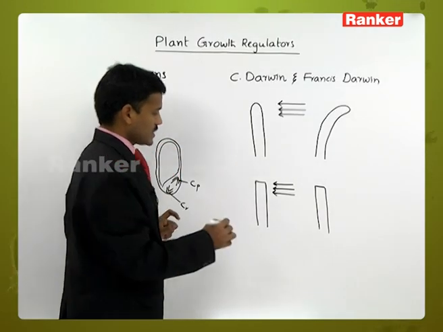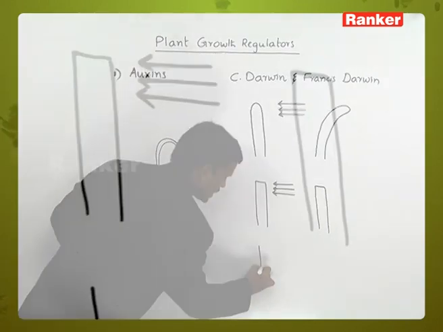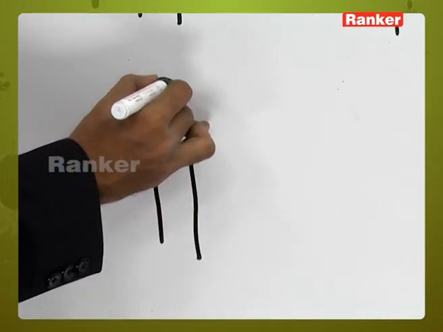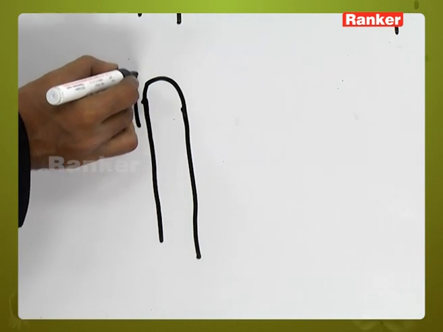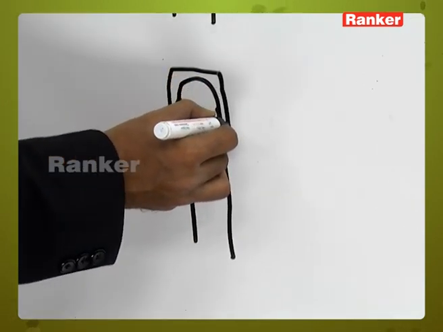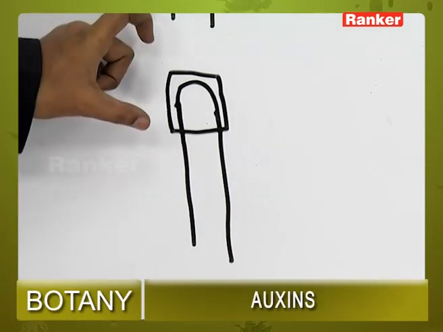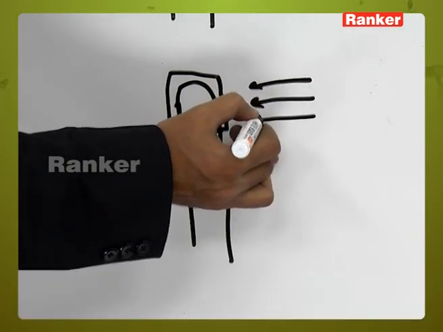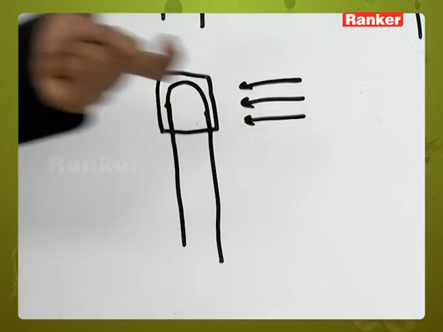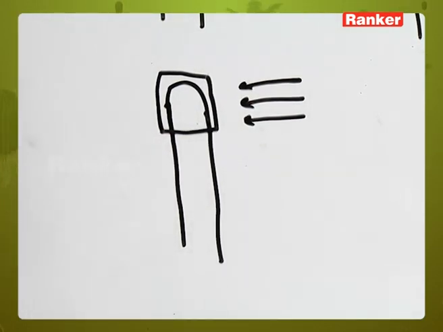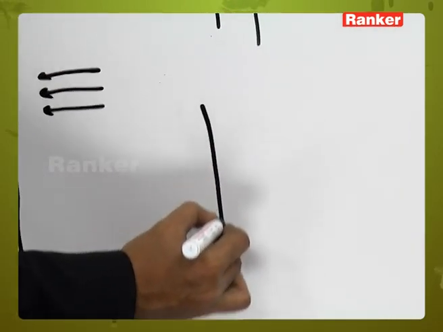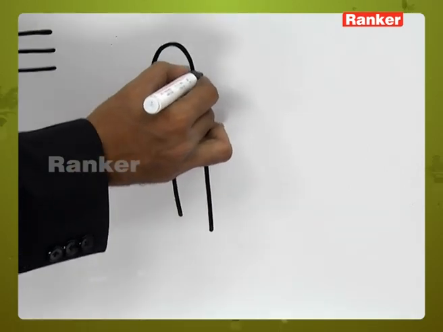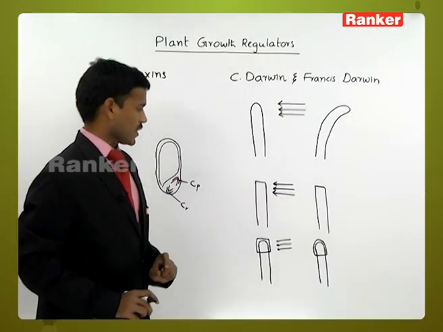Next, in another experiment, the coleoptile tip is covered with a cap. The tip is completely covered with a cap. Then it is exposed to unilateral light, only from one side. So then also it is not showing any response to light. No curvature, no bending. No bending occurs, no response, no phototropic movement.